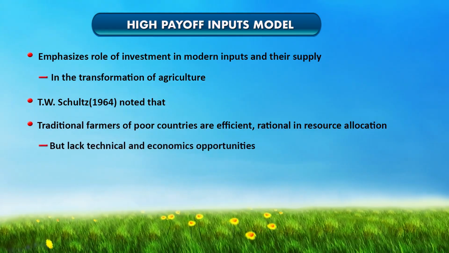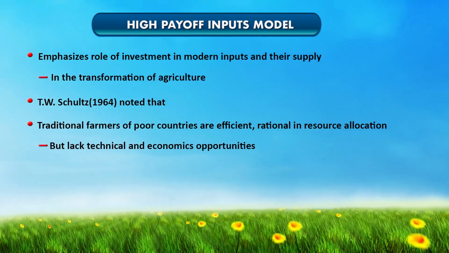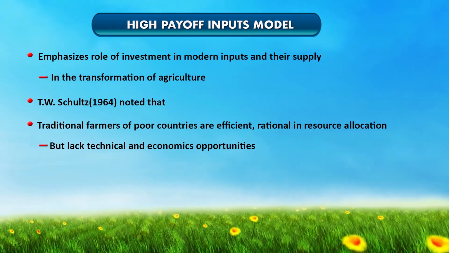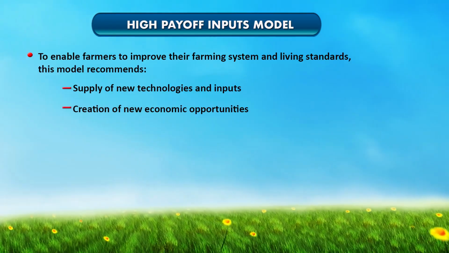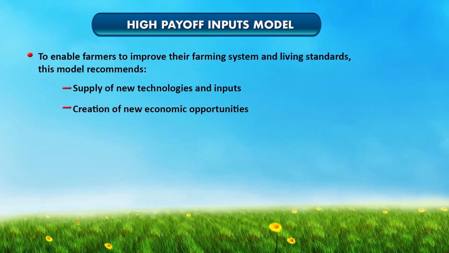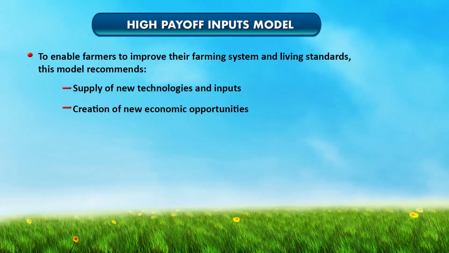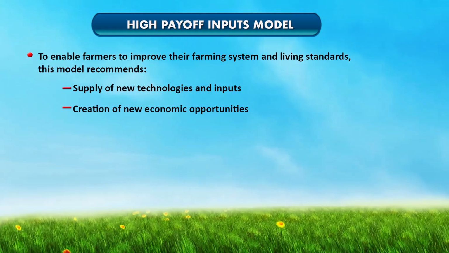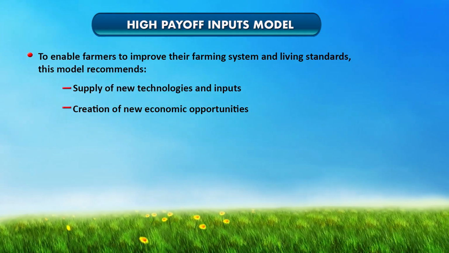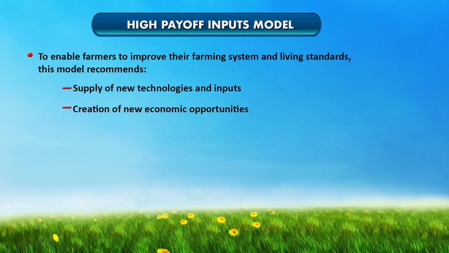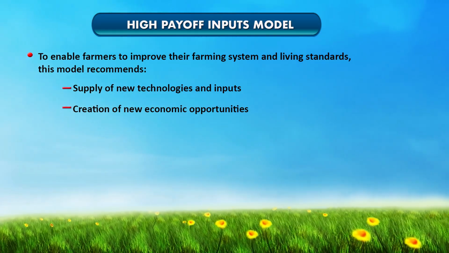But they lack technical and economic opportunity. They don't have many opportunities, and they don't have much technical information about agriculture in the traditional society. According to the high payoff input model, we need to enable farmers to improve their farming system and living standard. And for this purpose, this model recommends that we supply new technologies and inputs, and we need to create new economic opportunity in a society.